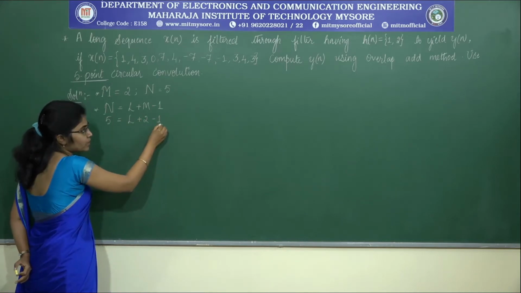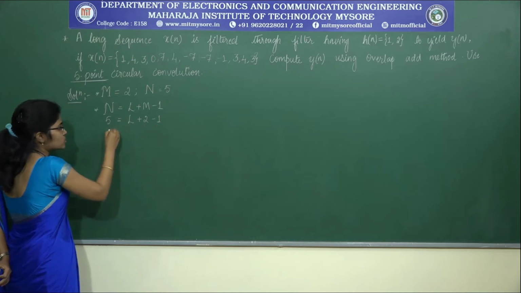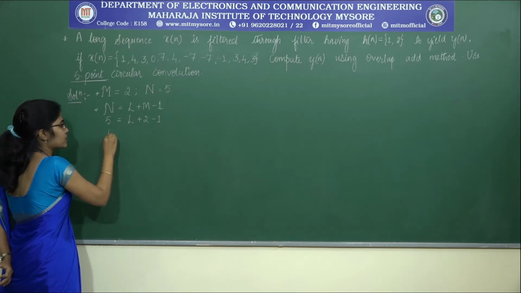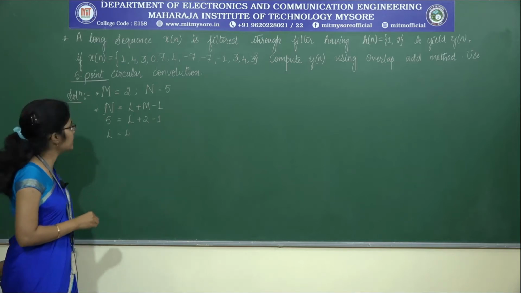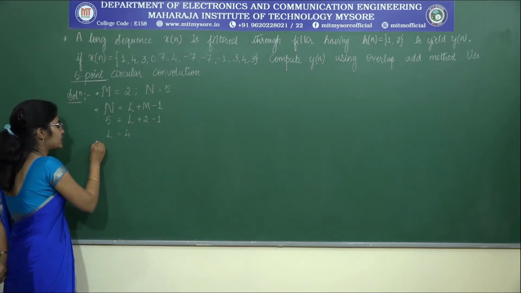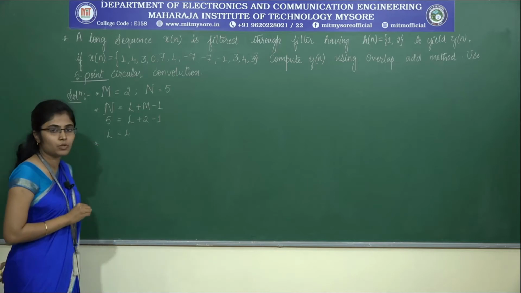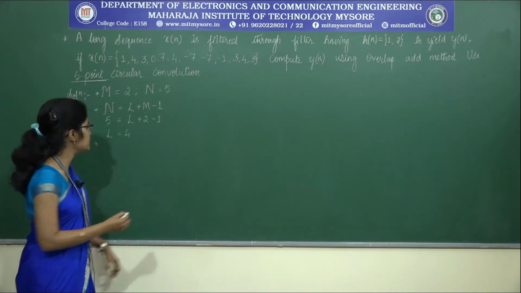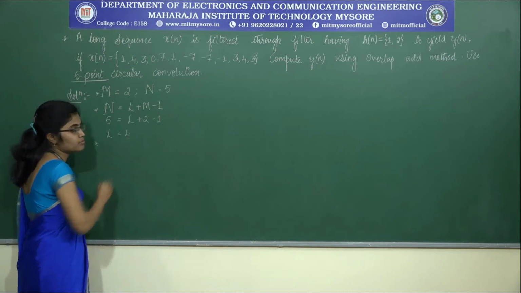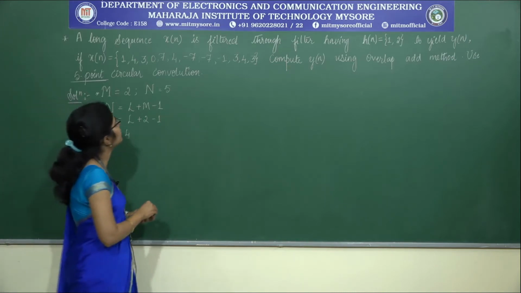So 2 minus 1 is 1. Moving this to this side, 5 minus 1 becomes 4. So the value of L is 4. Okay. Now in the next step, what do I need to do? I need to divide the input x of n into subsequences such that each sequence will contain how many samples? 4 samples. So let us start dividing.